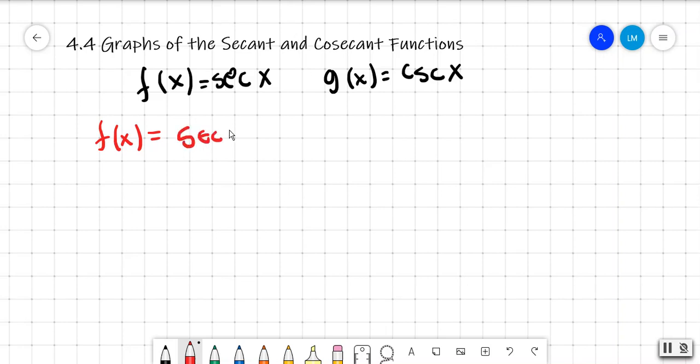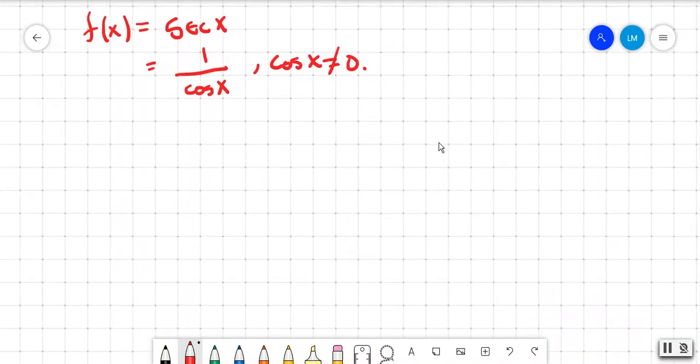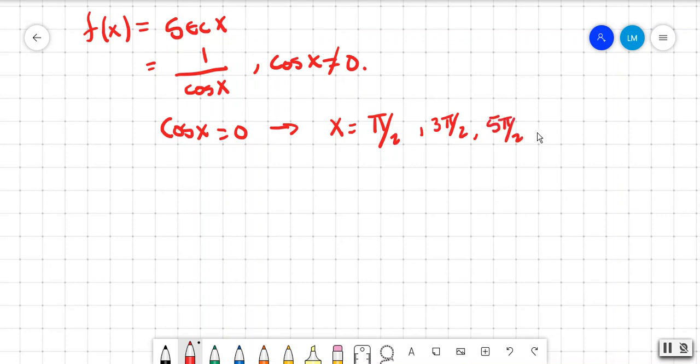Well, recall that there is a reciprocal identity that says 1 over cosine of x is secant of x, provided that cosine of x is not equal to 0. What that's telling you is that you're going to have functions that are undefined at some points, where cosine of x is equal to 0. If you think about it, in the unit circle, it's undefined at pi over 2 and at 3 pi over 2, and then you can find more for every 2 pi.